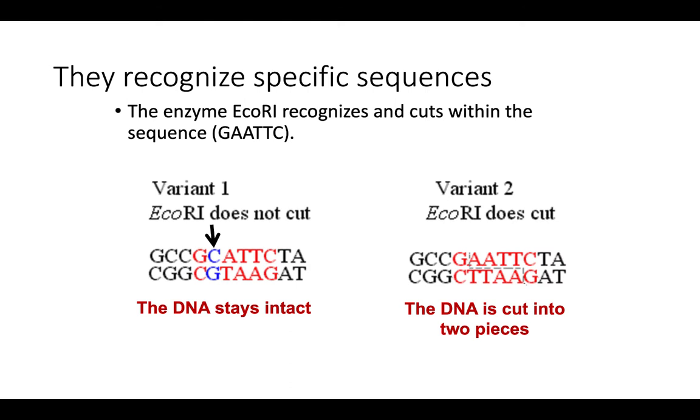So مثلا, the enzyme EcoR1 recognizes and cuts the sequence GAATTC. It cuts within these sequences. من خلال هاي sequence, it knows it. So this EcoR1 مثلا will not cut this area. This is not GAATTC, this is GCATTC. So the DNA will stay intact.